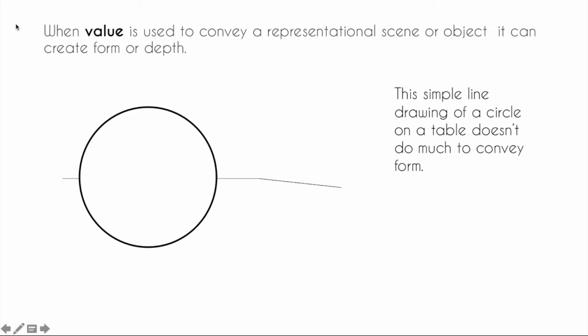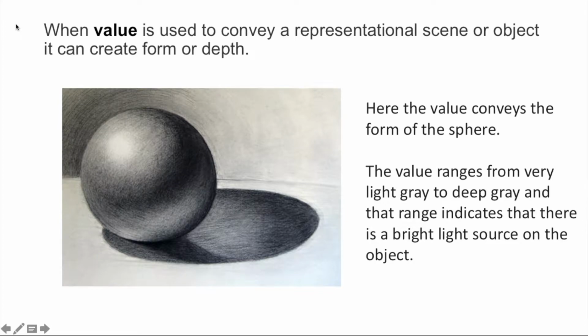And right now, the simple line drawing of a circle on a table doesn't do much to look like it has any form or depth. It just looks like a circle. If you want to make that look like a sphere, you have to use shading and value to do that. Here you can see there's a highlight, there's shadows, there's a reflective light in the shadow, there's a shadow on the table, and all that conveys form very accurately.